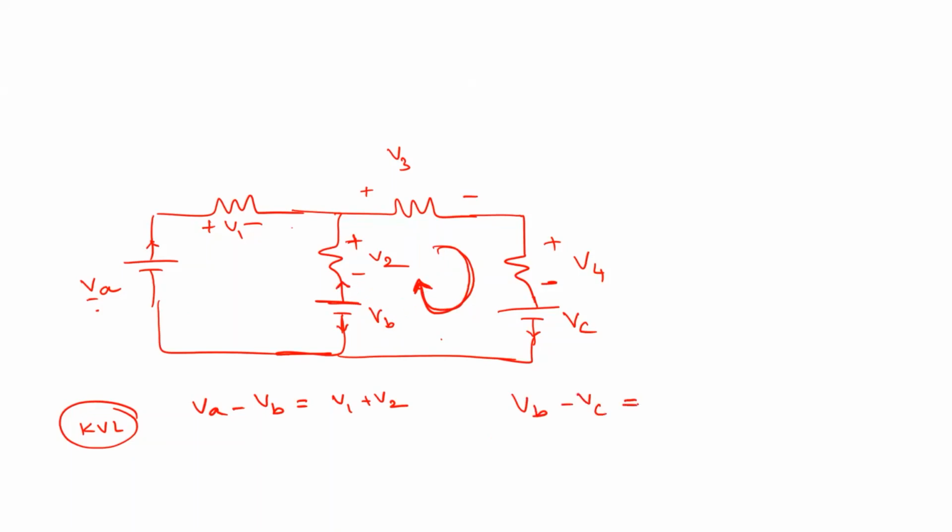VB minus VC equals, now tell me. V2 plus V3 plus V4. See here, for V2 this is the assumed direction, right? This is plus minus. For V2, what is happening here is minus plus, right? Similarly for V3 this is plus minus, and for V4 this is plus minus. So for V2 it will be minus V2, for V3 plus V3, and plus V4. Clear?